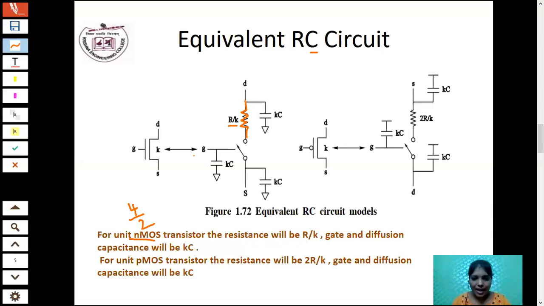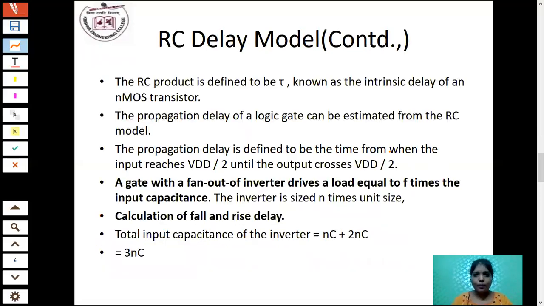The diffusion capacitance is given by Kc. Similarly, for the PMOS transistor, the resistance value is 2R by K and the capacitance is Kc. So this is a very important one.